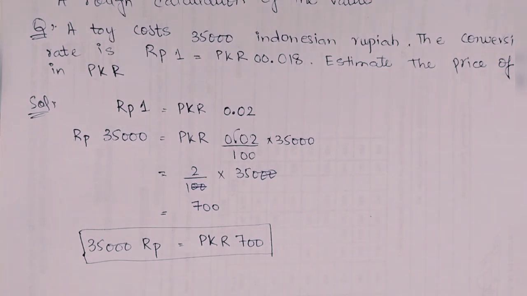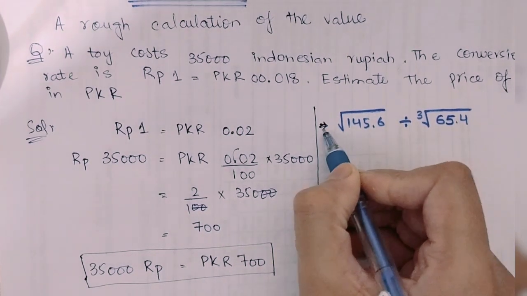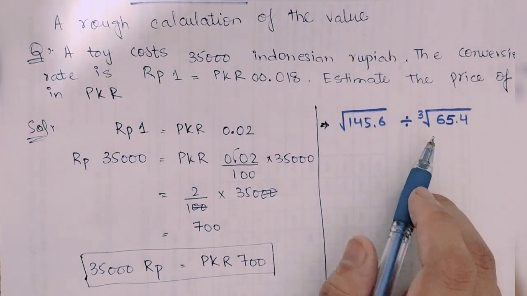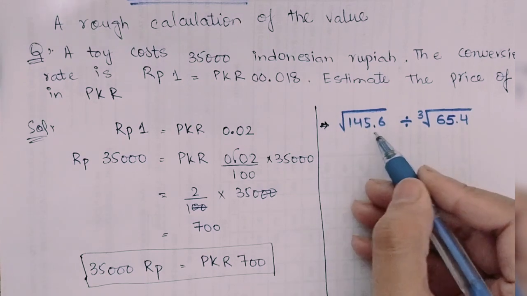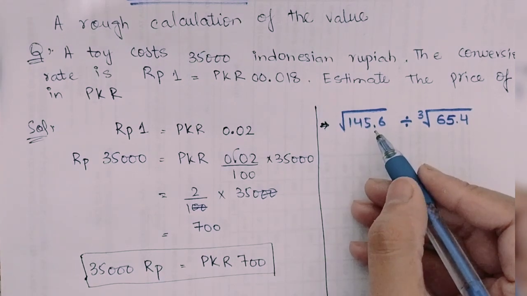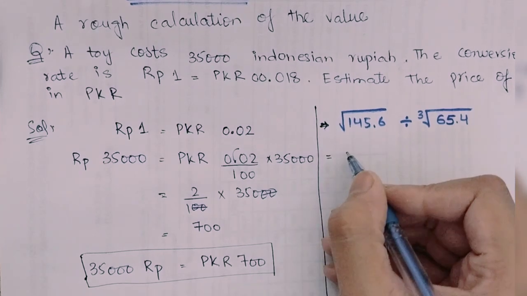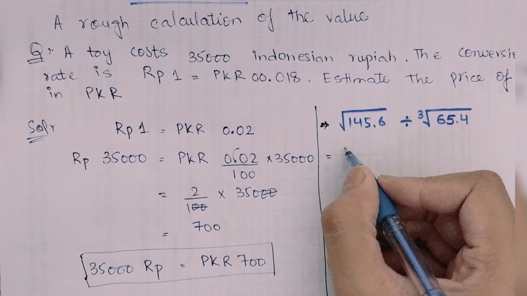Let's do another question so you get a clear concept of estimation. Our next question is this: you have to simplify it and estimate your answer. Okay, I'm seeing this is the square root of 145.6 over the cube root of 65.4. It's a value in decimals, and it's not easy to find the value, so estimate it correct up to that value of which you know the square root.